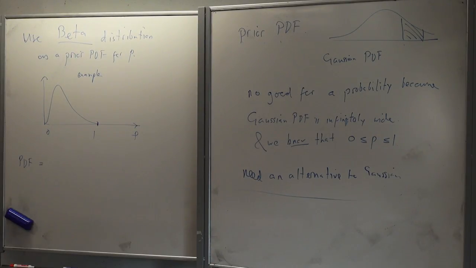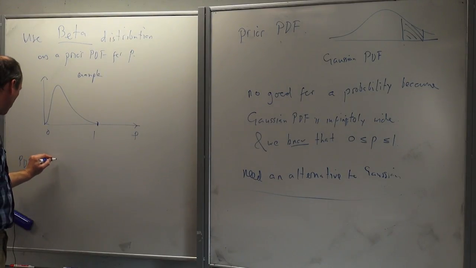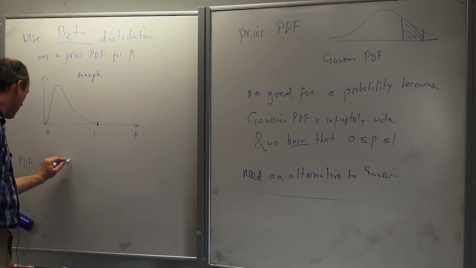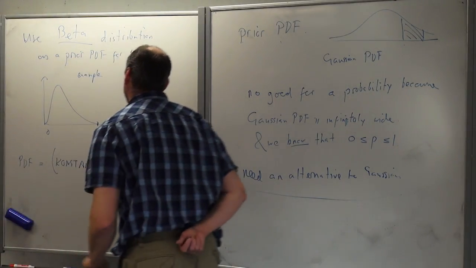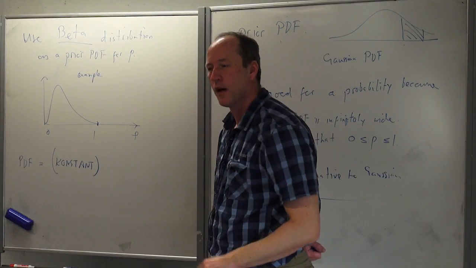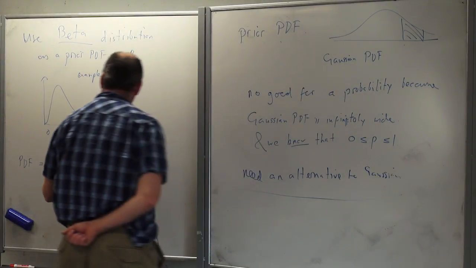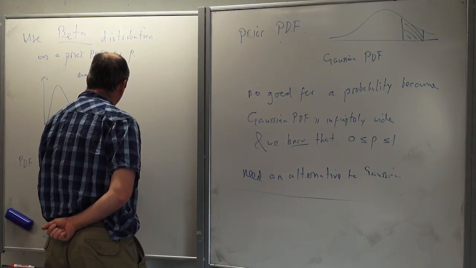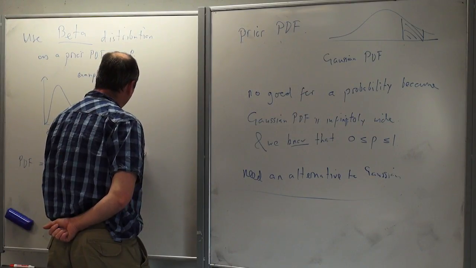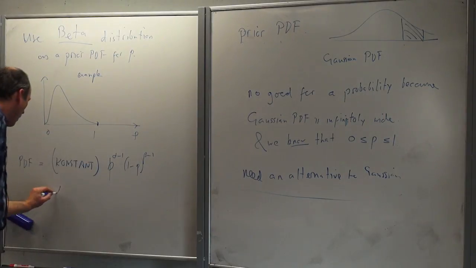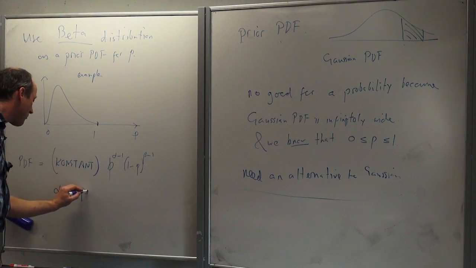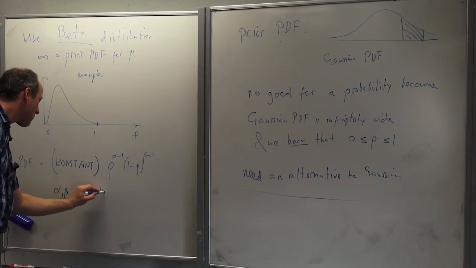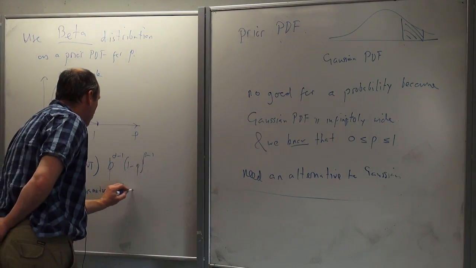I'm going to have to introduce this slowly. It's something which I'm going to call some constant, spelt with a K, just to remind myself that I haven't defined it yet, times p to the power alpha minus 1, times 1 minus p to the beta minus 1, where alpha and beta are parameters to be chosen.